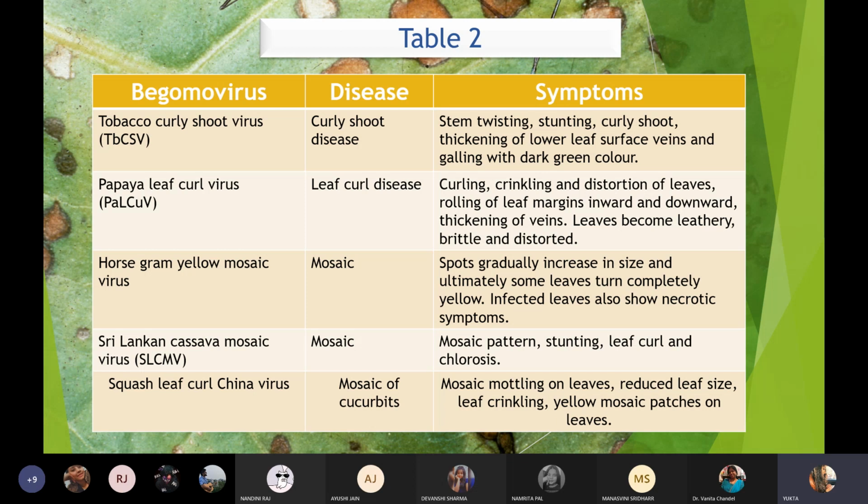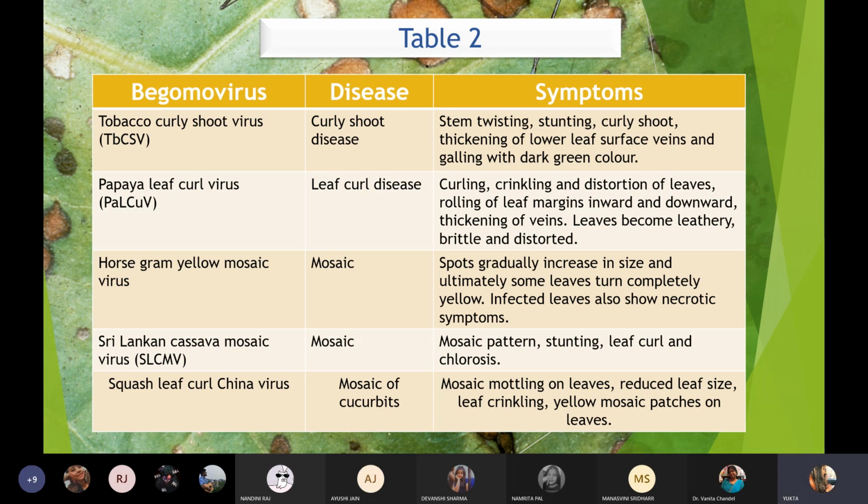The spots gradually increase in size, and ultimately the leaves turn completely yellow, and the infected leaves also show necrotic symptoms. The diseased plants are also stunted, they mature late and produce very few flowers, and the pods of these infected plants are also reduced in size, and they also turn yellow in color. Next is Sri Lankan cassava mosaic virus, which causes the disease mosaic. The symptoms are mosaic pattern, stunting, leaf curl, and chlorosis.